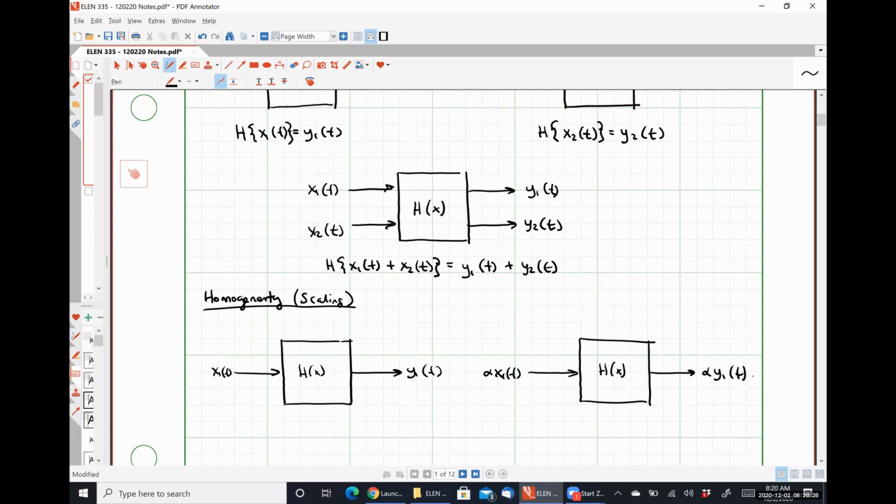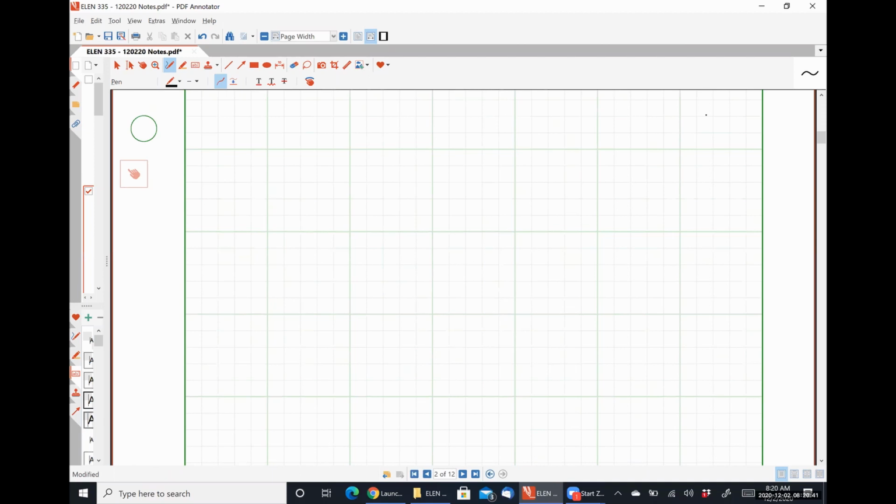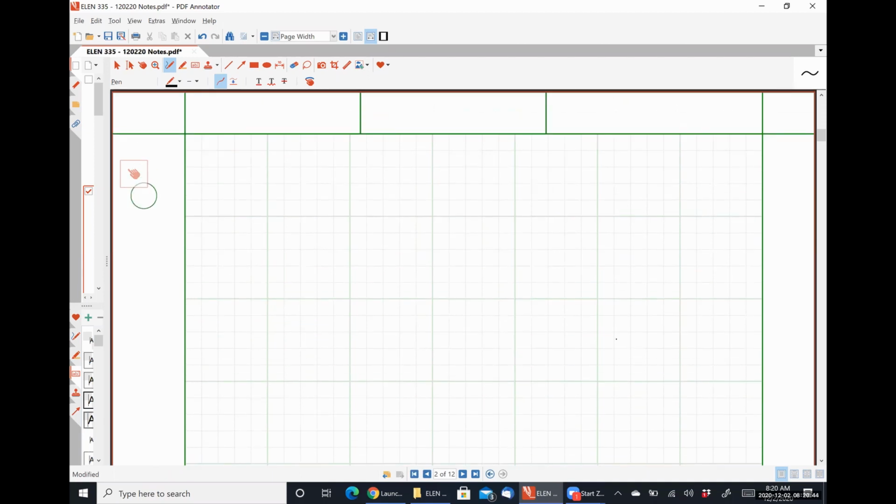So a linear circuit network component is just one in which the homogeneity property and the additivity property apply simultaneously. So let's formalize that, all right? Next page. Examples of linear circuit elements.